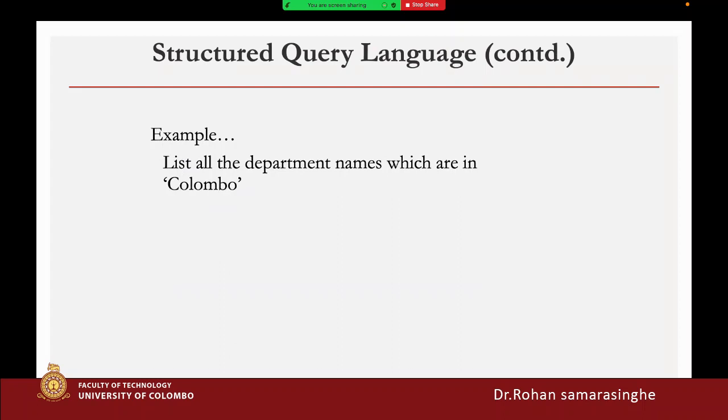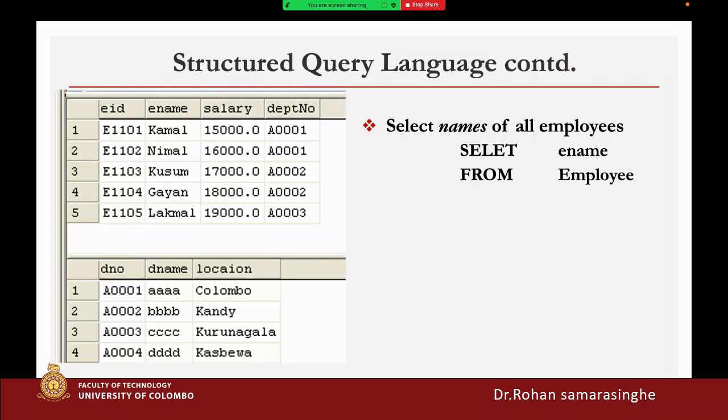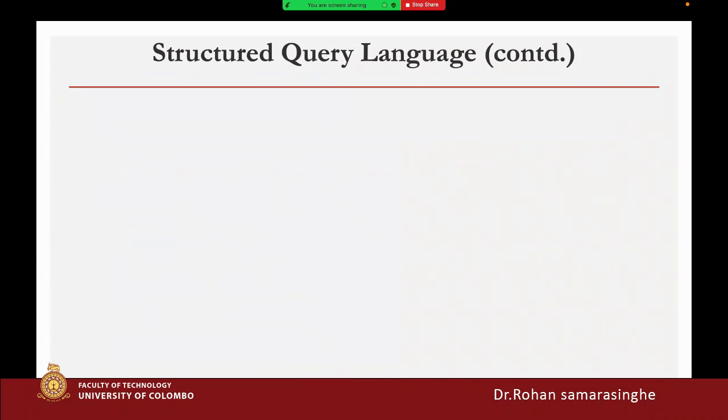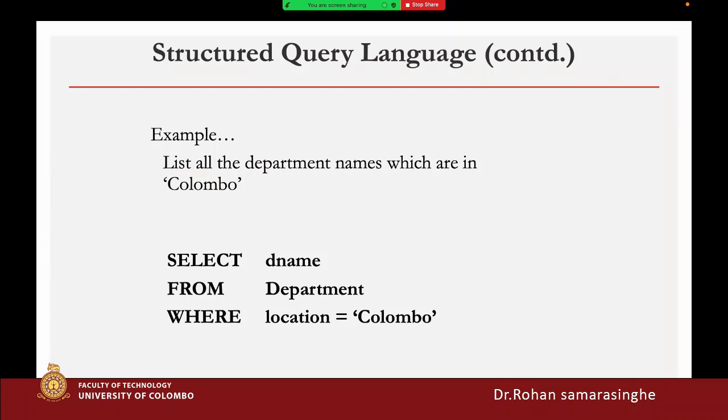List all the department names which are in Colombo. If you once again go through that previous data set, you can see department A001 Colombo, A002 Kandy, A003 Kurunagala, A004 Galle. In such case, we want to select all the departments where location is Colombo. In such case, we have to connect these two. List all department names which are in Colombo: select department name from department where location is Colombo.